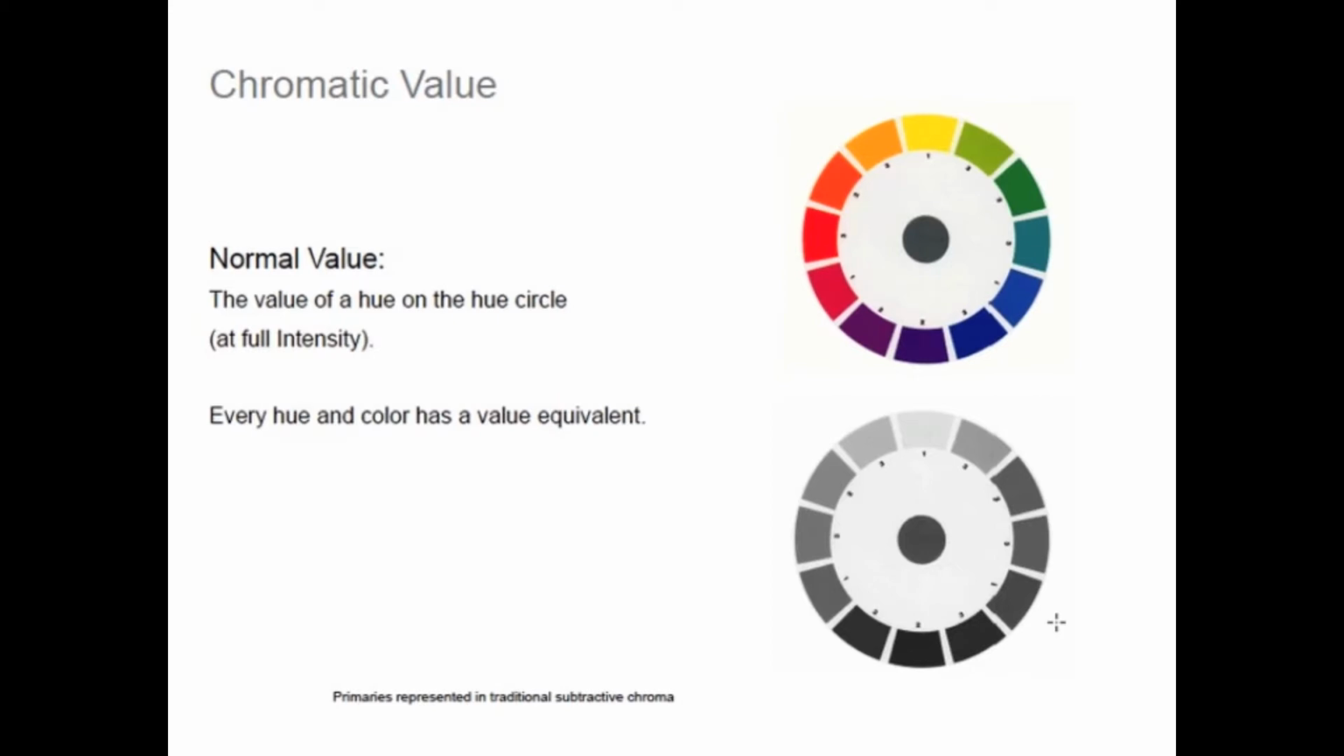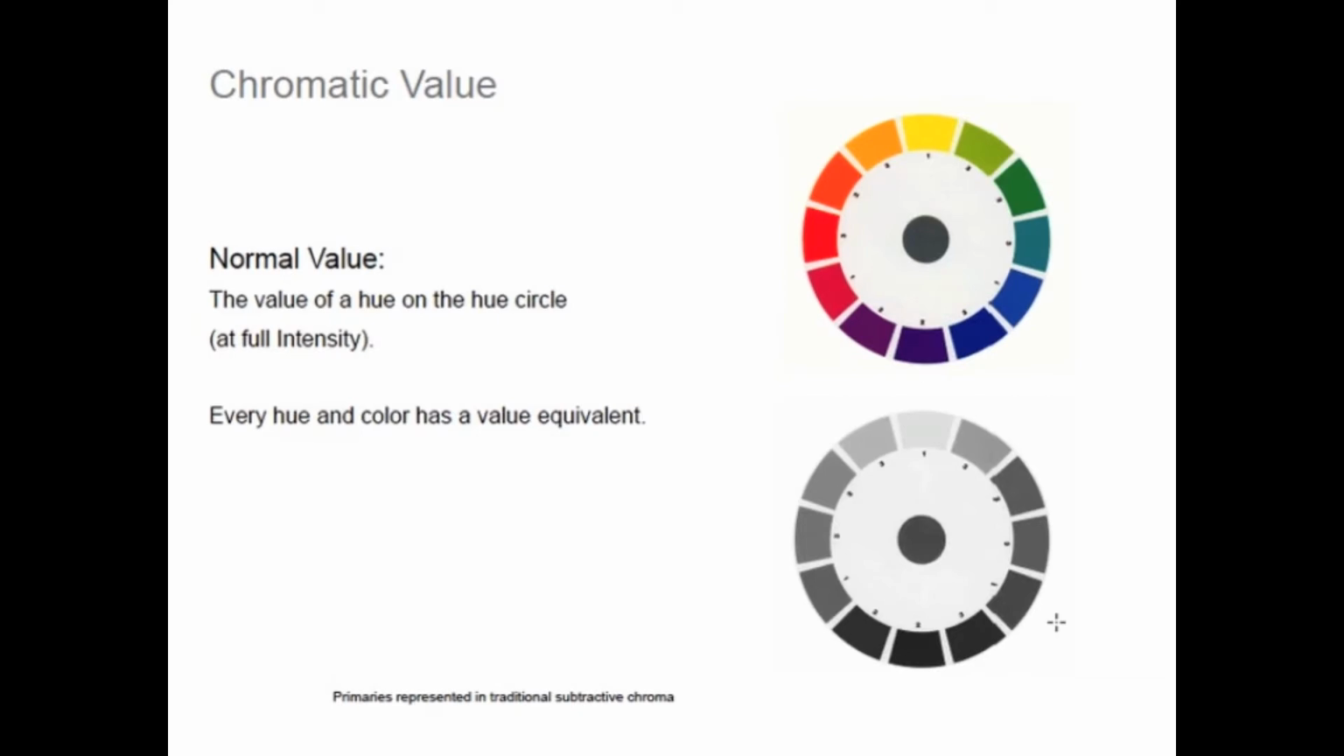When we talk about normal value, we're talking about the value of a spectral level color, meaning a hue. So we're talking about the value of hues on the hue circle before they are tinted, shaded, toned, and neutralized and create other colors. Normal value is the value of color at full intensity, and that would basically mean spectral or hue level. The top diagram, the hue circle, is showing all the chroma. That same circle has been converted to grayscale below, and so we see that yellow is the lightest of the hues at normal value, violet is the darkest of the hues at normal value.